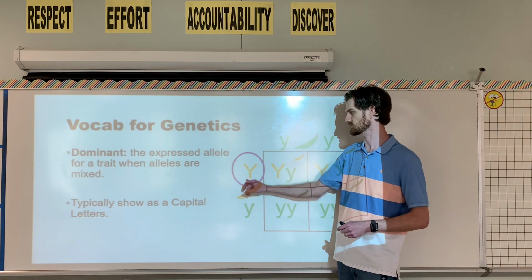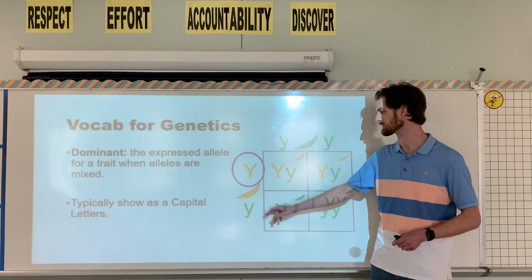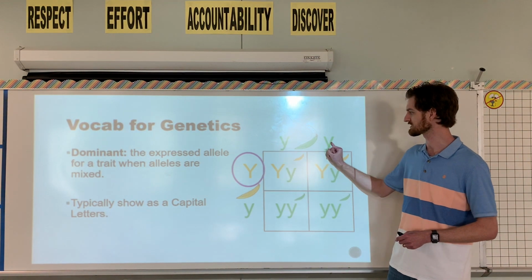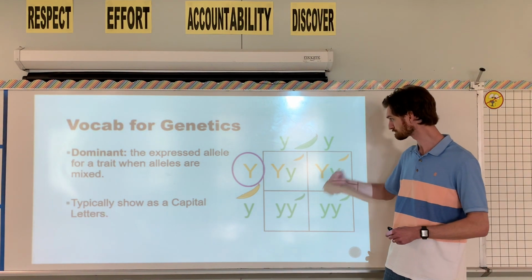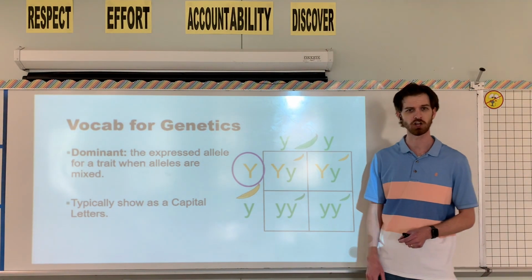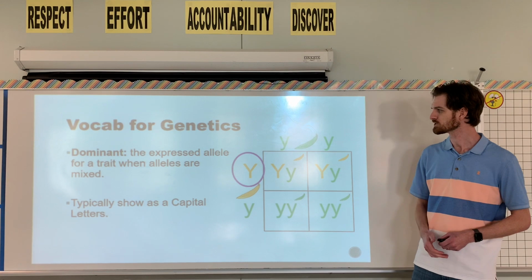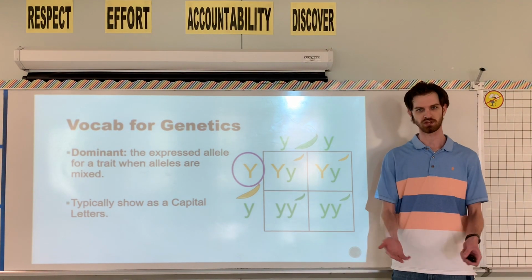So there's something that's triggering this one to be read over the green. If this one isn't there, like this example where I have two greens together, then it reads the green by default because that's all it has. Okay? So dominant capital letters is the one that's going to show.